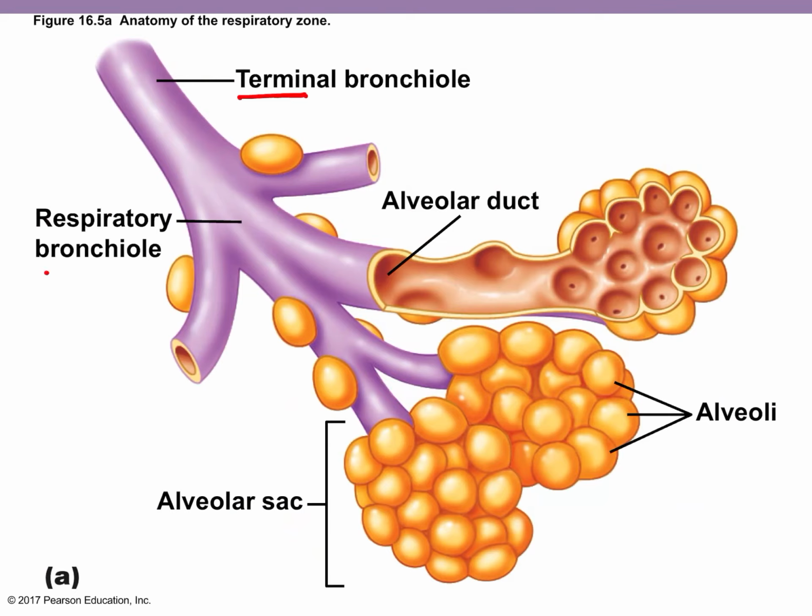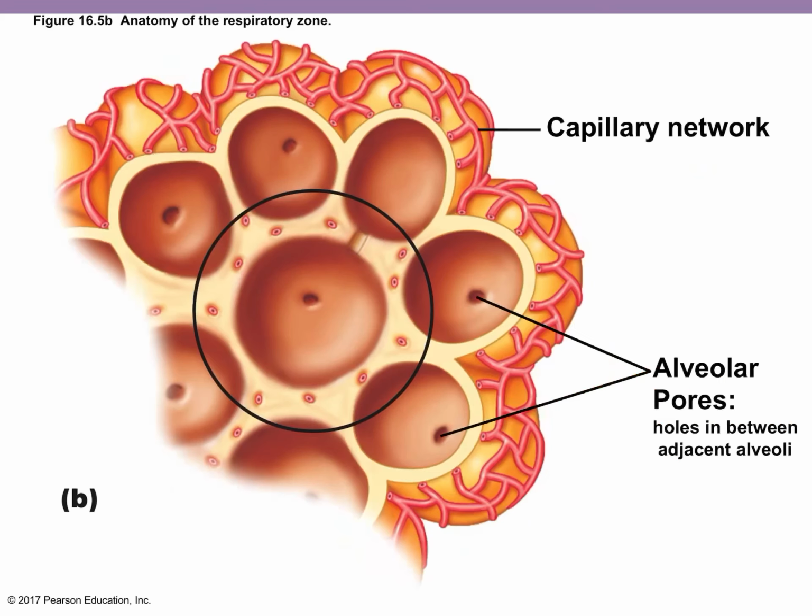All right, just a quick anatomy lesson here. This is just another look at a terminal bronchiole, which does not have the alveoli. Respiratory bronchioles do. And then we have the alveolar sacs and alveoli. So just a quick reminder that the sac is the entire group of alveoli. It's a sac of alveoli, and then each individual air space is an alveolus. Alveoli is your plural form, right?